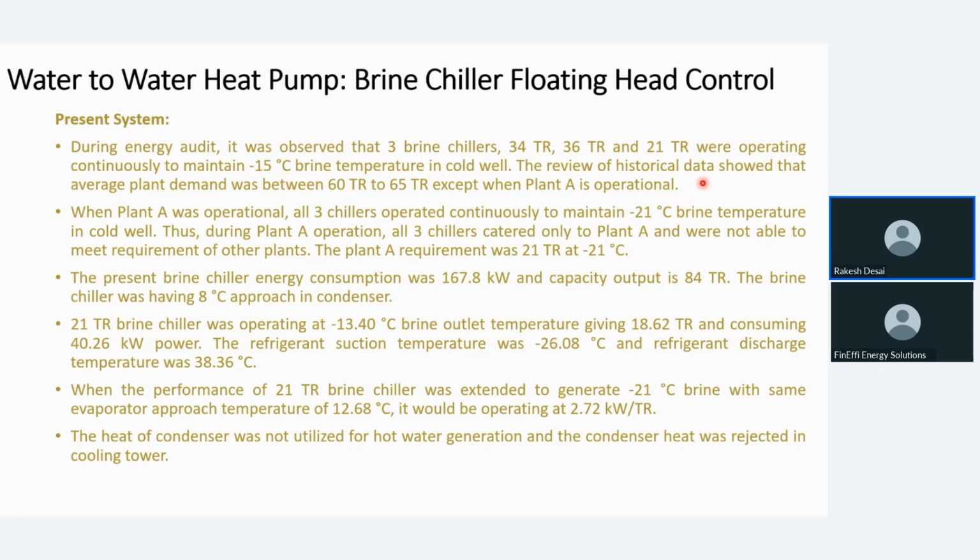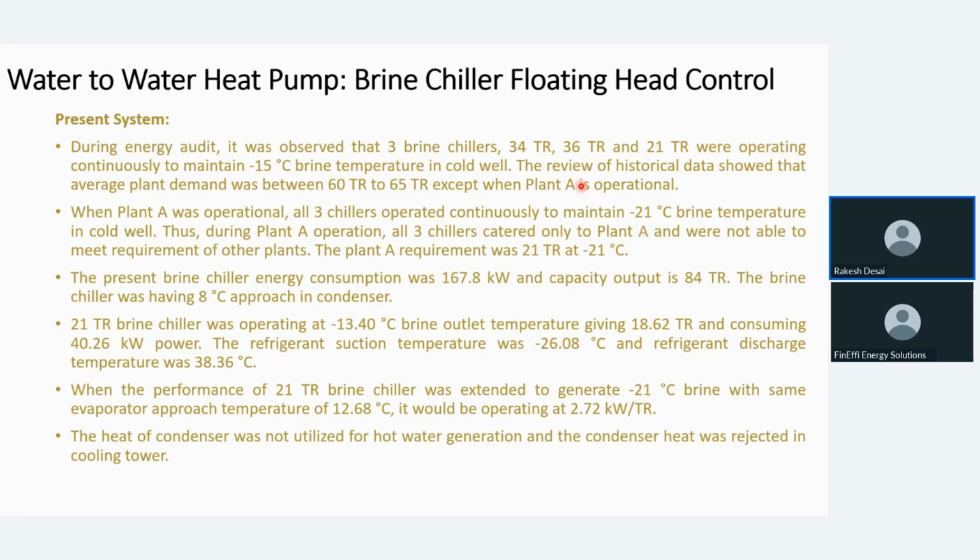And we also studied the historical data, which showed us that the average plant demand was between 60 to 65 TR, except when plant A is operational. So this -15 degrees centigrade brine temperature was required for other plants. For plant A, it was requiring -21 degrees centigrade brine temperature.